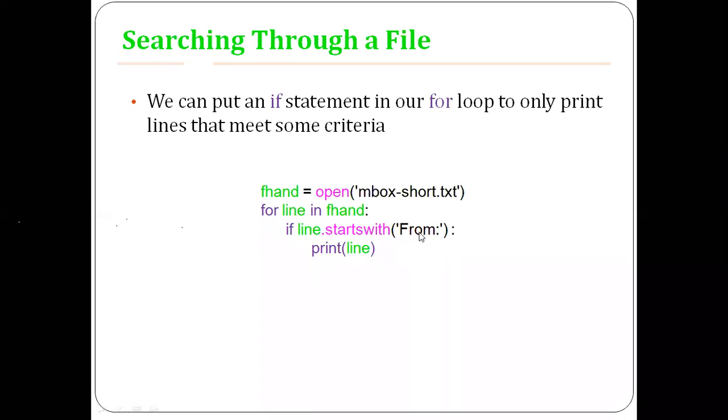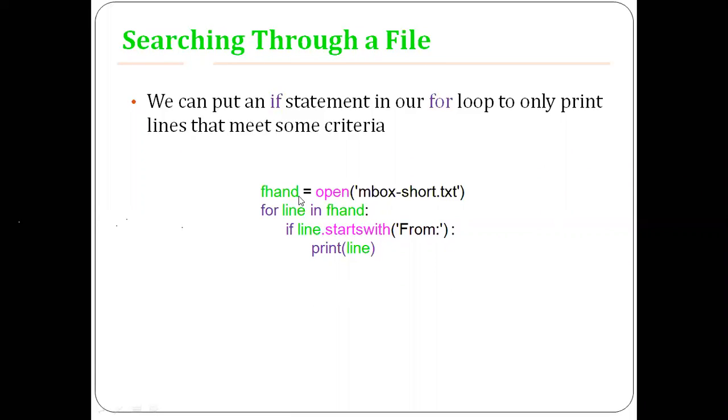If the line starts with from, I'm printing only that line. If the line starts with from, I'm just printing that. Otherwise, we are skipping that line and moving to the next line. All right, and we're reading the next line. Again, we're checking whether the next line starts with from or not. If it starts with from, I'm again printing that line.